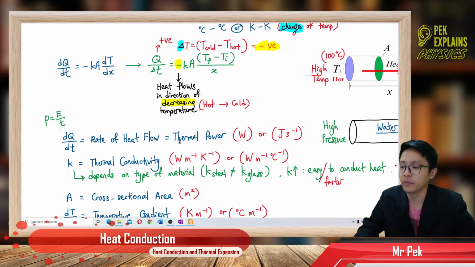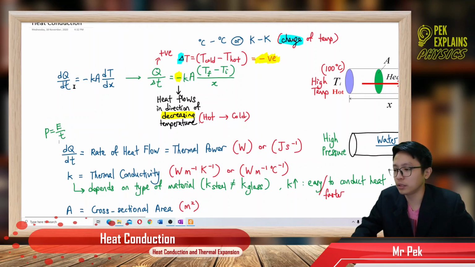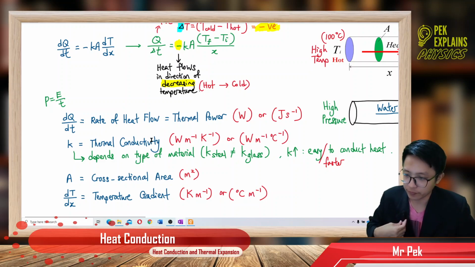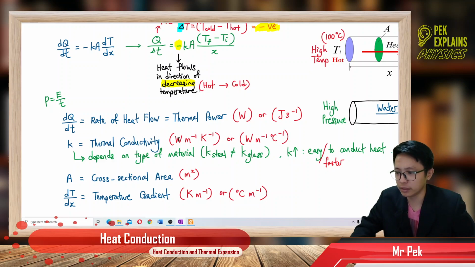Power is the rate of heat flow, dQ over dt. The unit of the rate of heat flow is watt. Why is it watt? Because it is power. Power is watt or joule per second, energy over time. So dQ over dt equals negative K. K is called the thermal conductivity. It has the unit watt per meter per Kelvin, or watt per meter per degree Celsius.